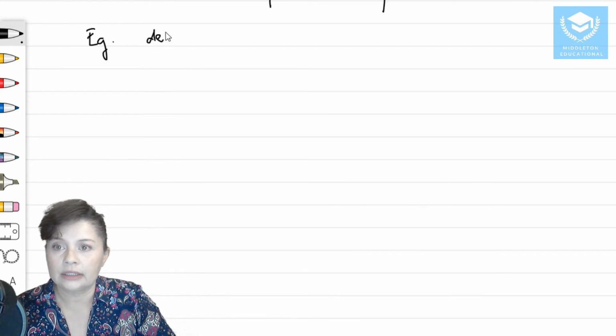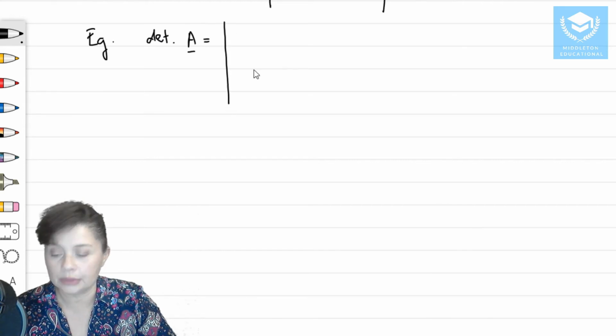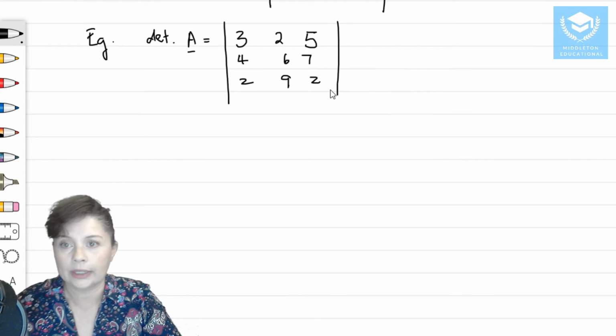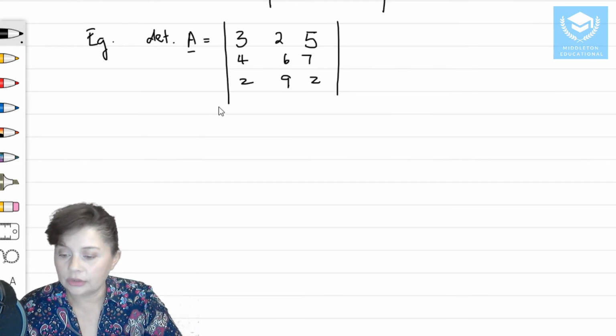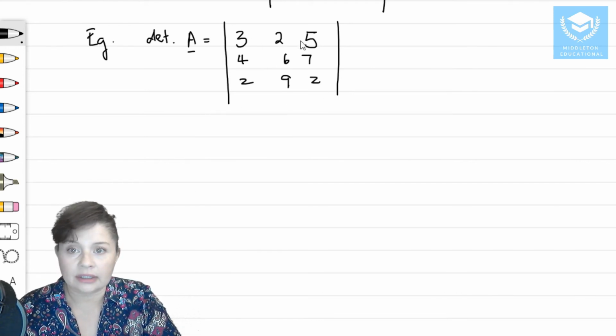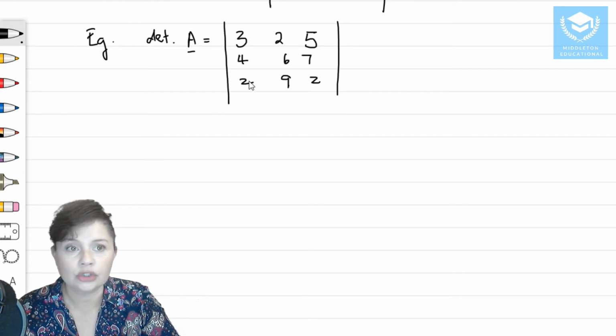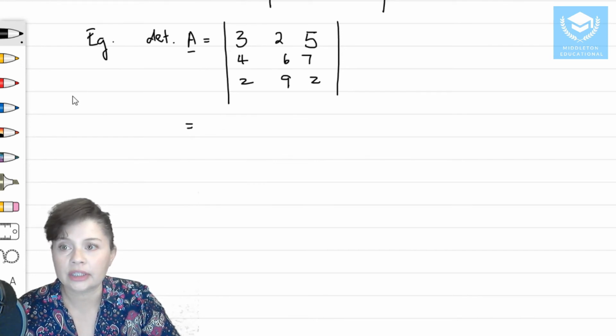I want to find the determinant of matrix A, and I'm going to use the first row over here. One thing you must also note, it doesn't actually matter which column or which row you use. The determinant is always going to be the same. So we're going to use 3 first.